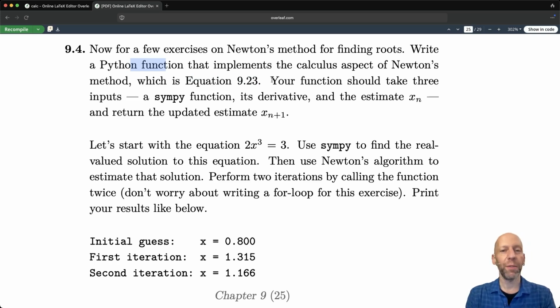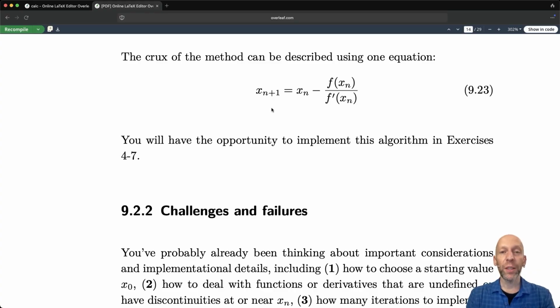Okay, so write a Python function that takes 3 inputs: a SymPy function, a SymPy derivative, so symbolic variables for the function and the derivative, and the current estimate of x sub n. Okay, so those are the 3 inputs to your Python function, and what your function will output is the updated estimate, x sub n plus 1, based on Newton's method. Here is the equation that you will implement in the Python function.